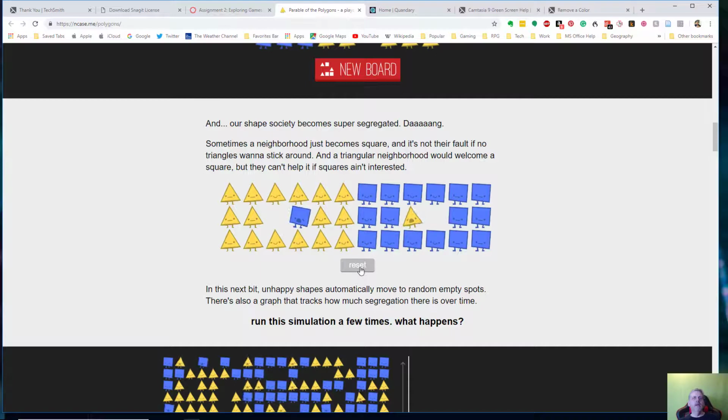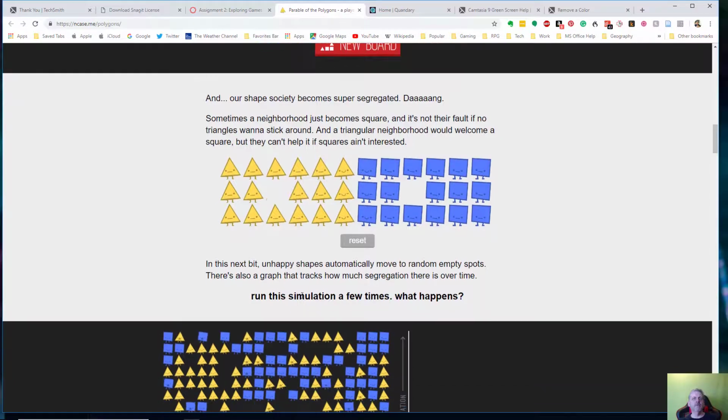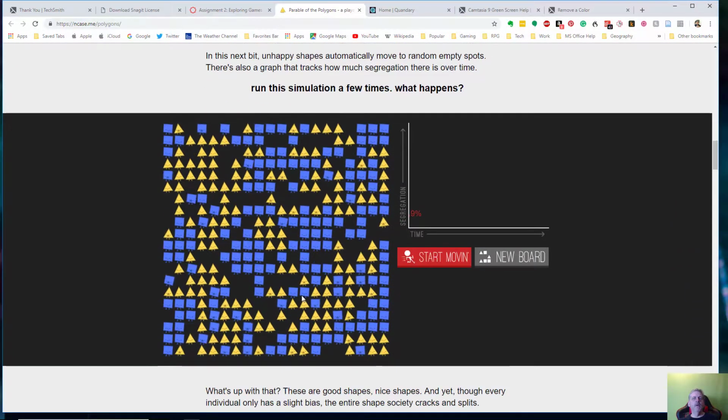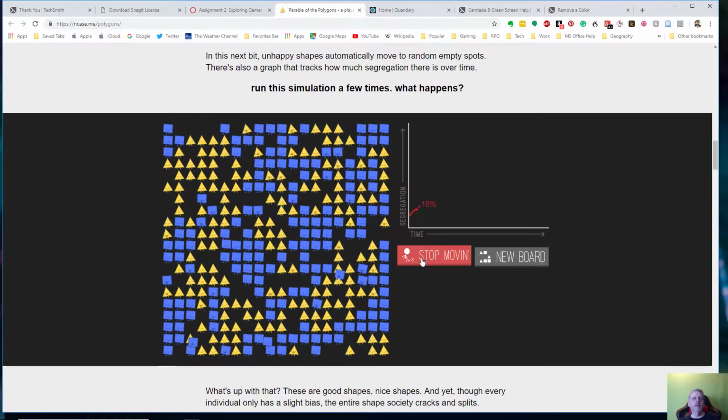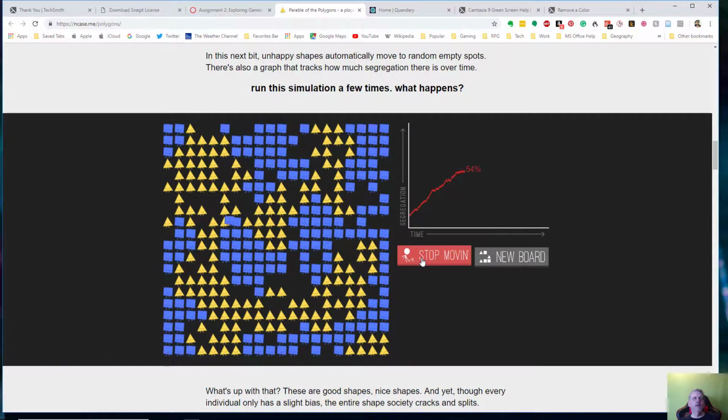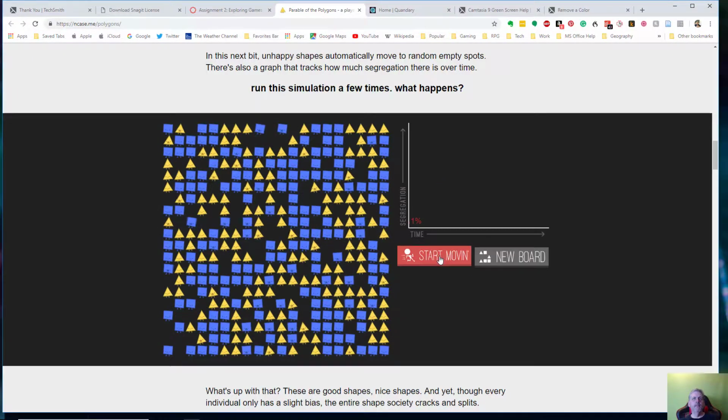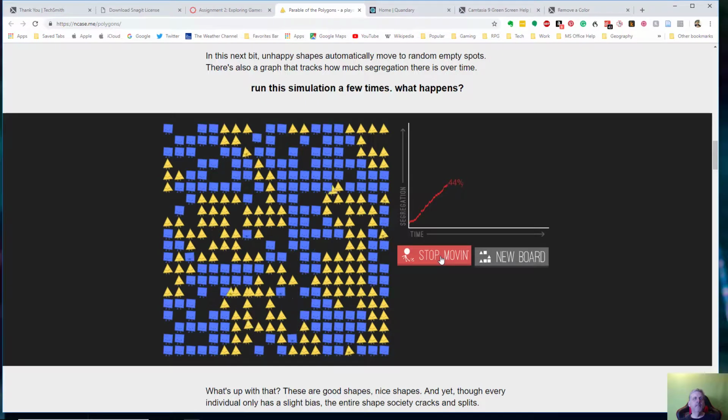Alright, in the next bit, unhappy shapes automatically move to random empty spots. This also graphically tracks how much segregation there is over time. Alright, let's take the move here. Okay, definite pattern. 52% segregation.